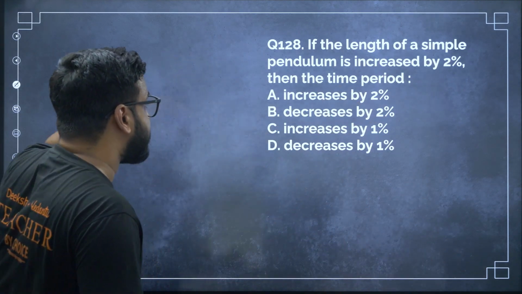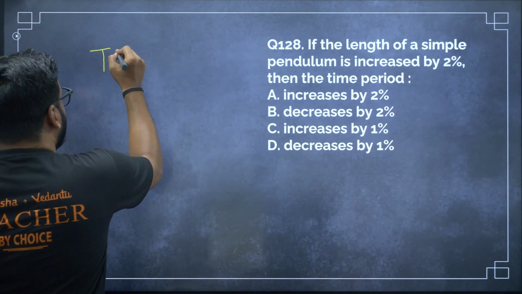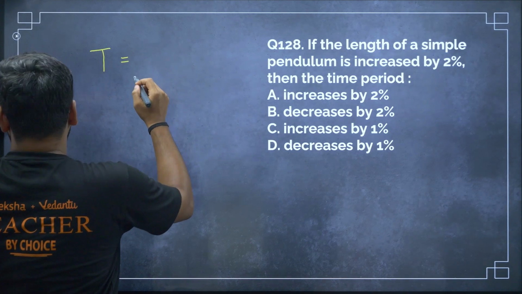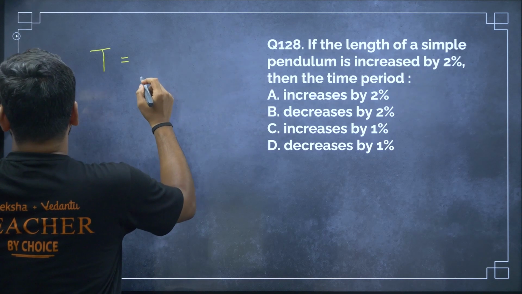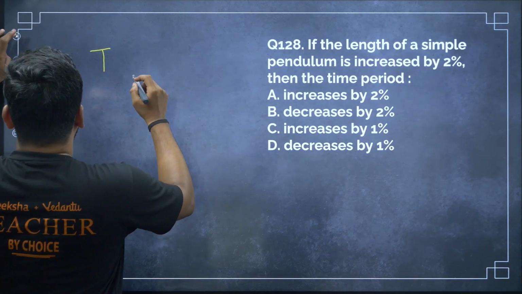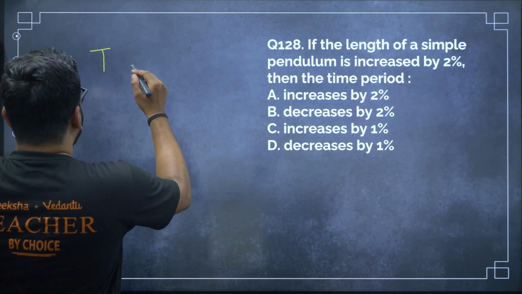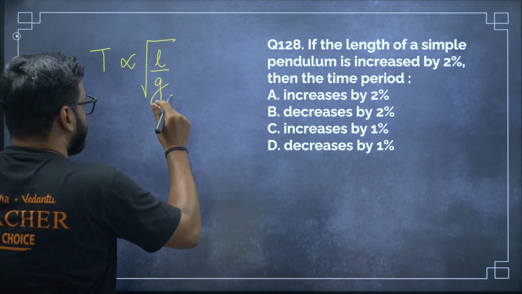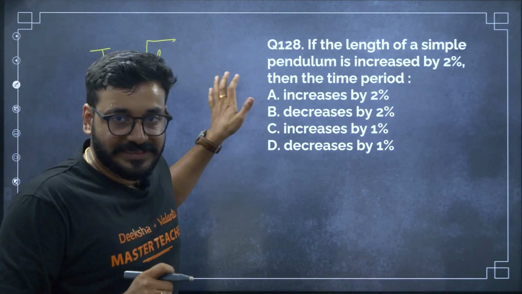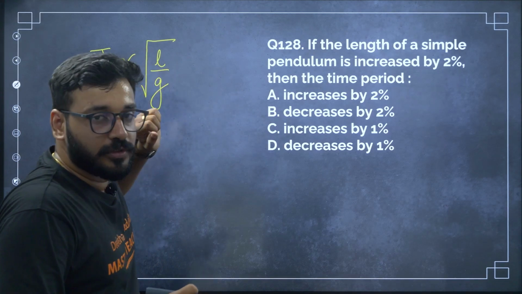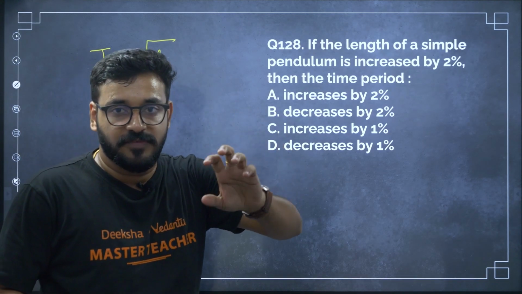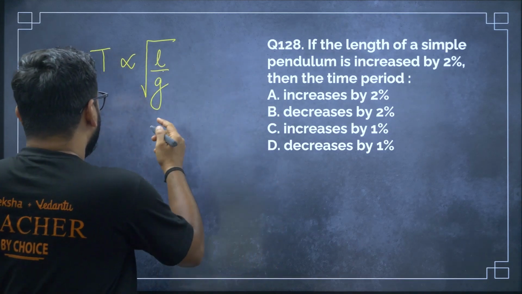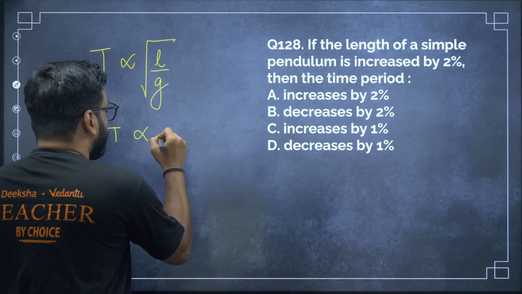So first of all, let's see how the time period and the length of a pendulum are related. Time period is proportional to some constant times root of L by G. Because we only need the proportionality, we don't need the entire equation. All of you know this: time period is directly proportional to the square root of L, inversely proportional to the square root of G. Now G is not an issue because we are considering a case on Earth, so G remains constant. So the time period is directly proportional to root of L.